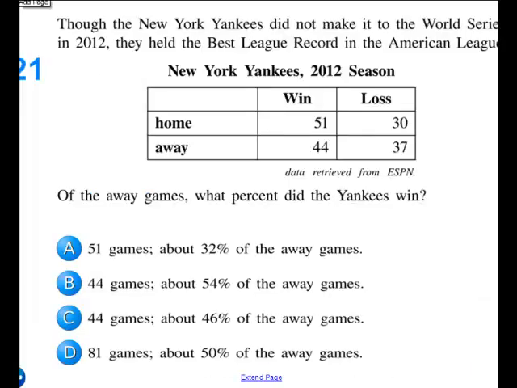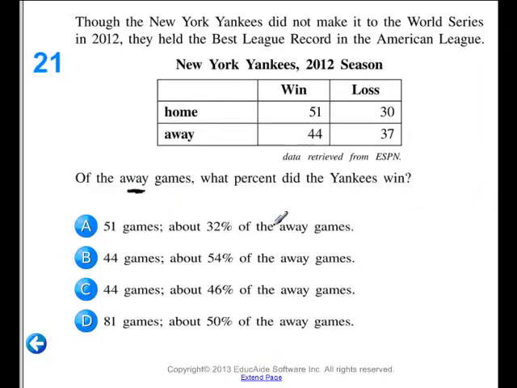Finally, the last one. Though the New York Yankees did not make it to the World Series in 2012, they held the best league record in the American League. So I have home and away, then I have wins and losses. Of the away games, what percent did they win? So let's figure out first what our totals are. So at home, they played 51 and 30. They played 81 games. Okay, of the games away, they had 44 and 37, so they played 81 again away there. That totals 162 total games altogether.